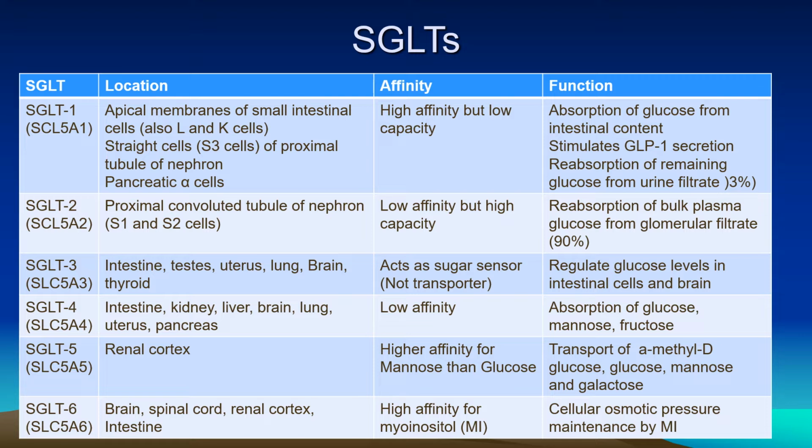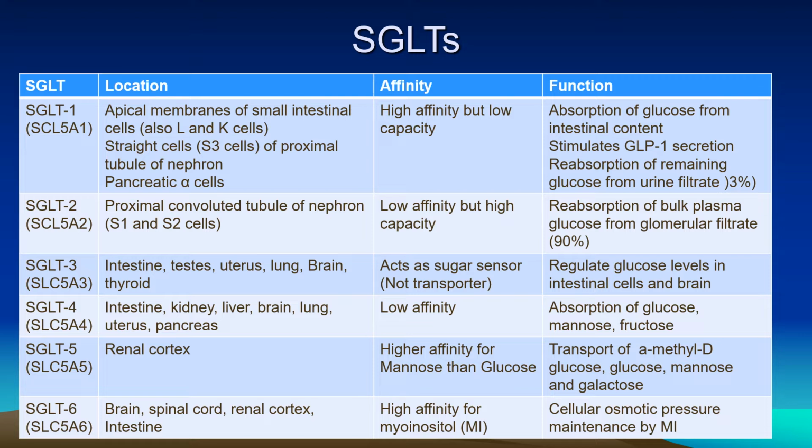there are SGLT1 receptors also. Now here the main function is that SGLT1 has high affinity but low capacity for glucose transport, and absorption of glucose from intestine and stimulation of GLP-1 secretion are the main functions of SGLT1.